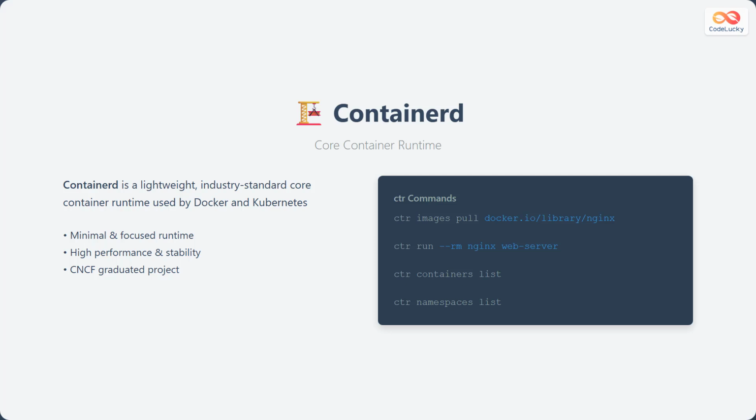Some basic containerd commands using the ctr tool include ctr images pull, which pulls an image, ctr run, which runs a container, ctr containers list, which lists containers, and ctr namespaces list, which lists namespaces.